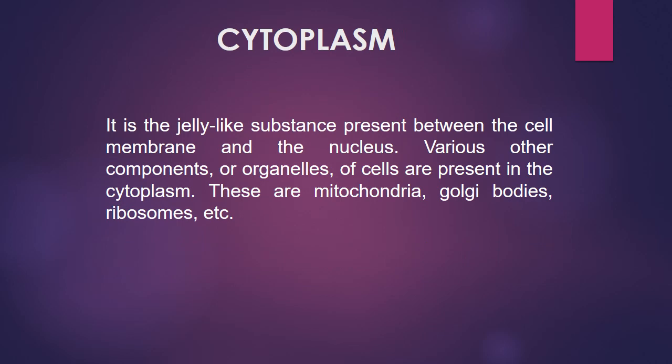The next one is the cytoplasm. Cytoplasm is a jelly-like substance present inside the cell membrane and it is present outside the nucleus. So you can say that this cytoplasm is present between the cell membrane and the nucleus. And all the cell organelles like the mitochondria, the ribosomes, Golgi bodies, the plastids in case of this plant cell, and this endoplasmic reticulum and vacuoles, various other cell organelles are present in the cytoplasm.